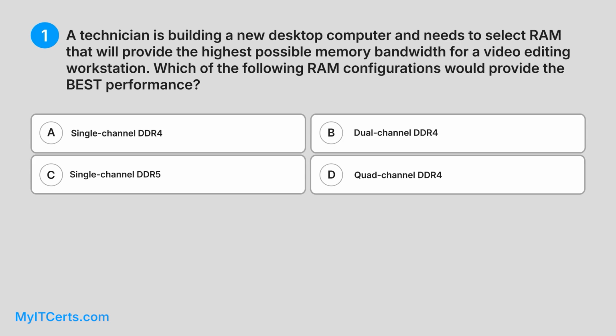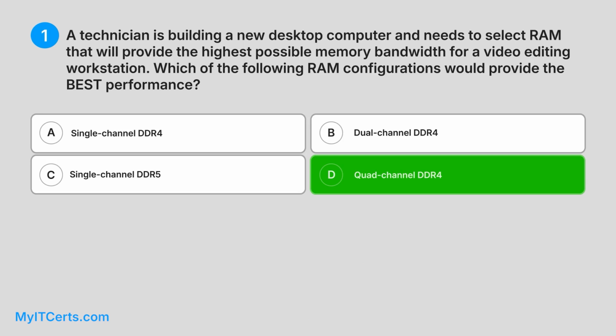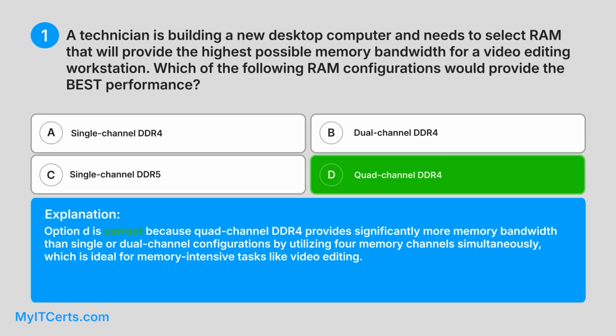Correct answer, D. Quad-channel DDR4. Explanation. Option D is correct because quad-channel DDR4 provides significantly more memory bandwidth than single or dual-channel configurations by utilizing 4 memory channels simultaneously, which is ideal for memory-intensive tasks like video editing.